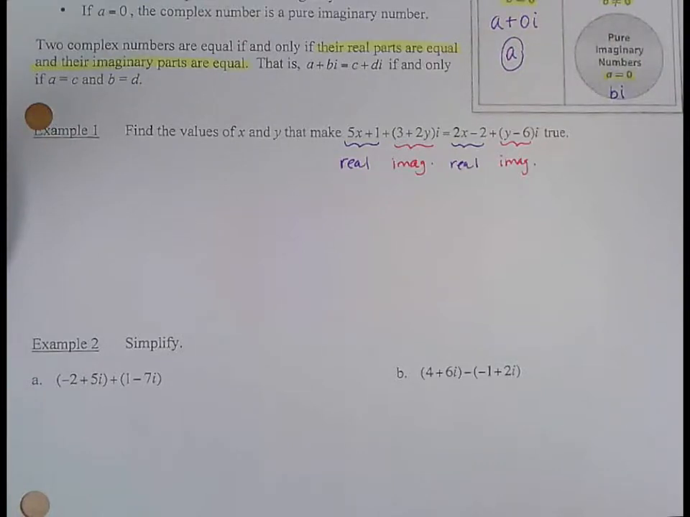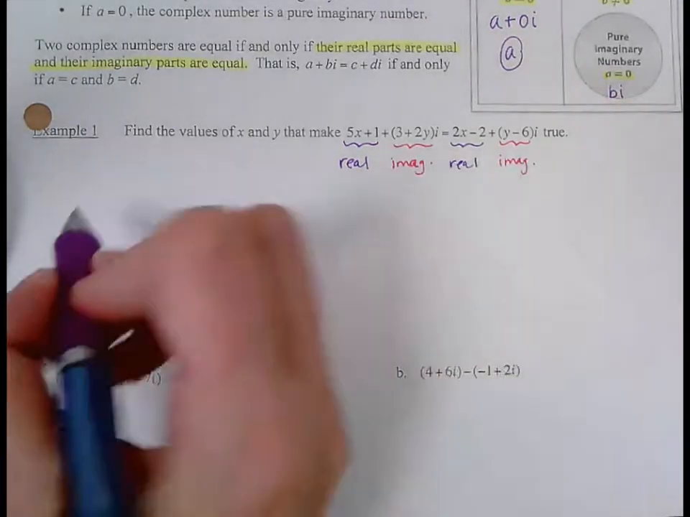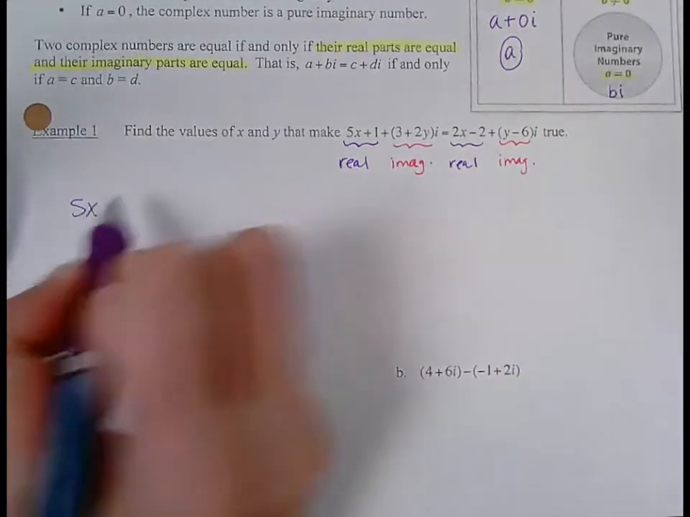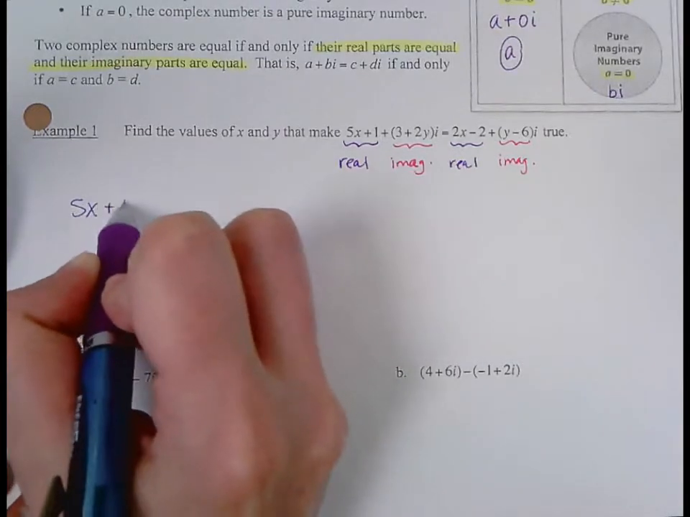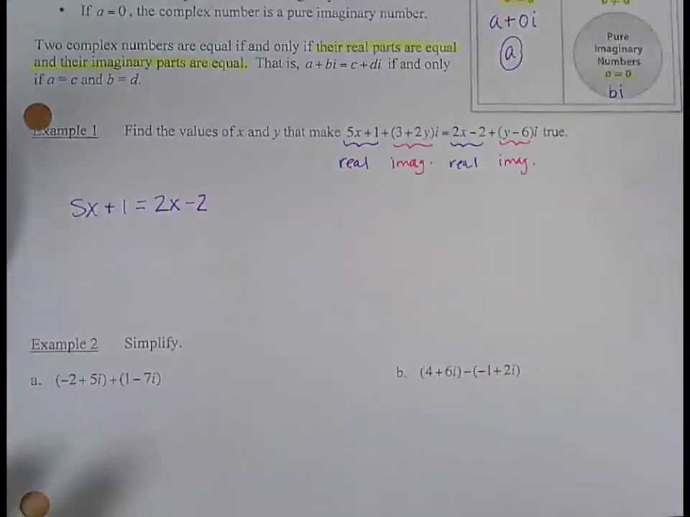So for that equation to be true, for those two expressions to be equal, the real parts have to be equal and the imaginary parts have to be equal. So you're going to set up two equations to then solve for x and y. I'm first going to work with the real parts. That means 5x plus 1 must equal 2x minus 2. And I can then solve that equation for x.